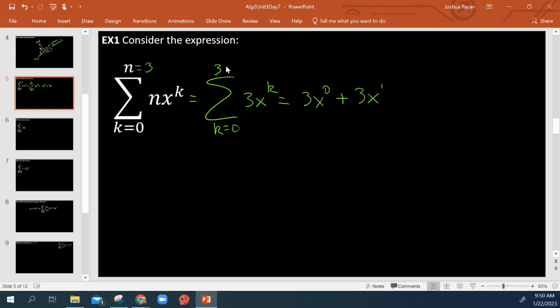Okay, so we keep going: times x to the 1, plus 3 times x to the 2, and we keep going until we stop at our stopping point, which is n, so 3 times x to the third. And we would add all of these up, and of course we can't because none of these are like terms, but you get the idea, right?